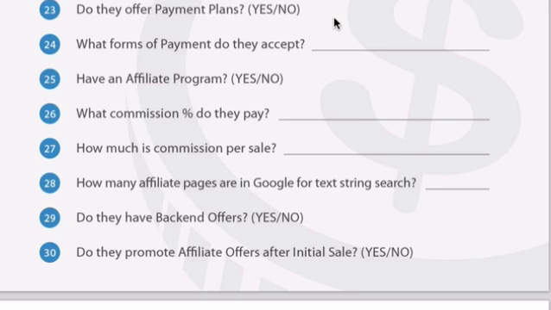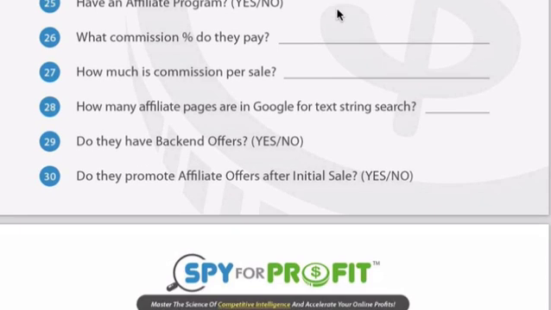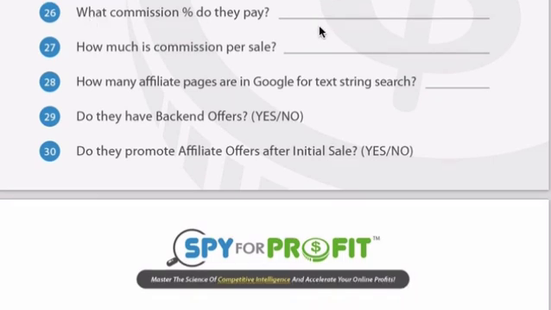So all those things are important considerations. Number 25, do they have an affiliate program? Yes or no? This matters because companies with well-established affiliate programs and a lot of affiliates out there are a lot harder to emulate, a lot harder to clone and to get traction like they have.